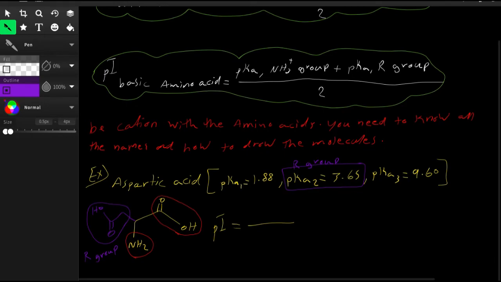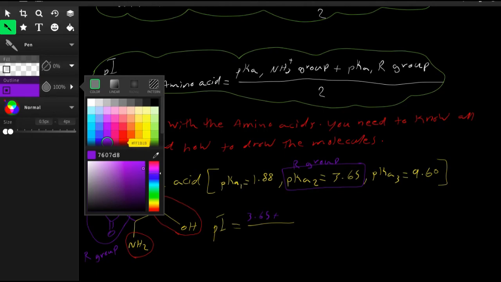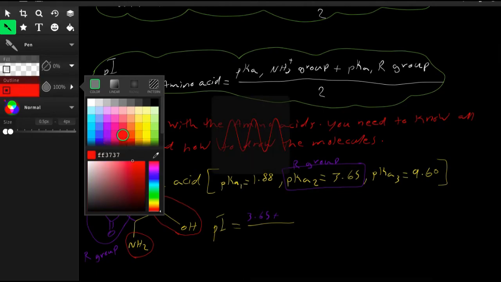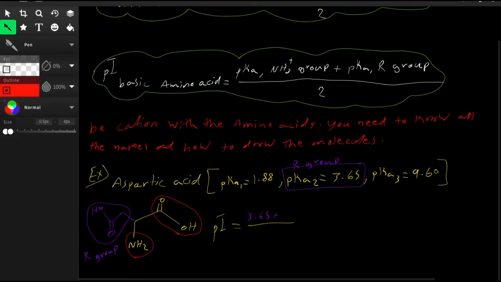So we're gonna put 3.65 plus the 1.88 divided by 2 equal, after you do the calculation, you're gonna get 2.765, which we're gonna round to 2.77.